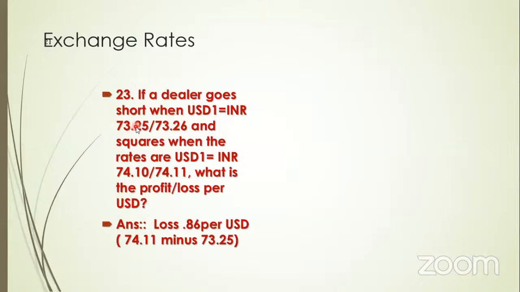73.25 is the sale rate because you are short. Your position, you are short. Short means selling. 73.25. And when you square, squaring means what? When you have sold, you have to buy. At what rate will you be able to buy? 74.11. So 74.11 is the rate at which you are buying dollar. Again, loss. Buy high, sell low. So the loss will be 86 paise per dollar.